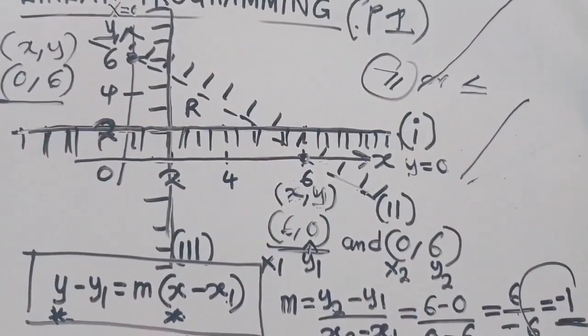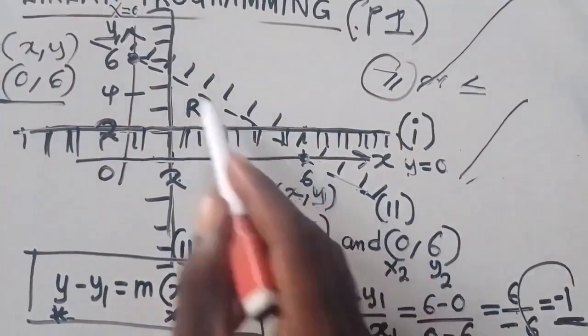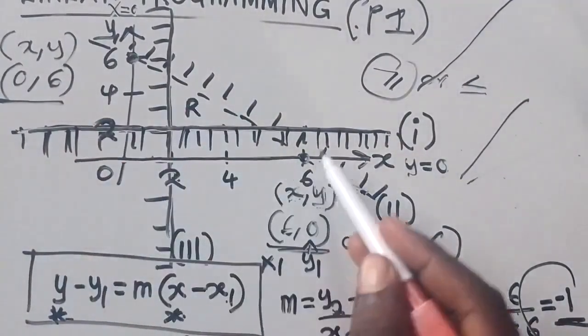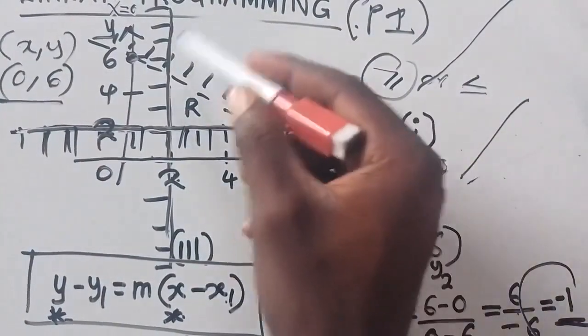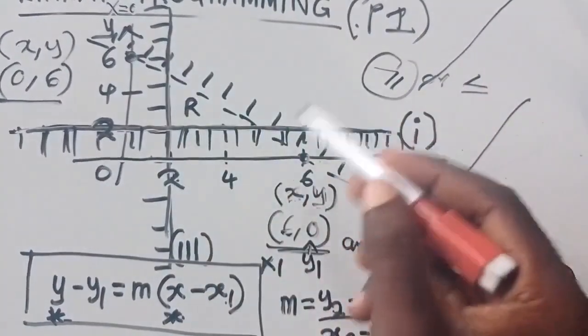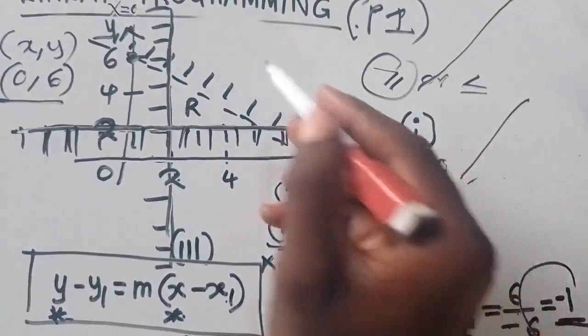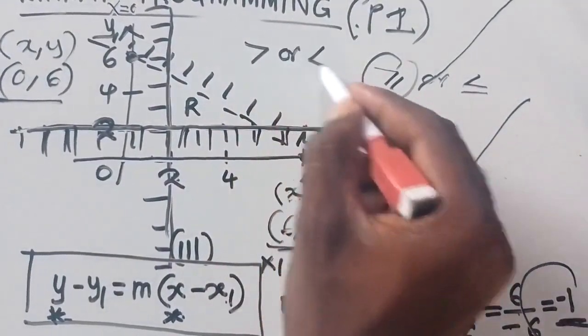This is my diagram. I check. Have you seen the way this diagram is? This inequality, which part have they shaded? They have shaded the upper part. Have you seen? Then this is a dotted line. So I'm supposed to use this one or this other one.